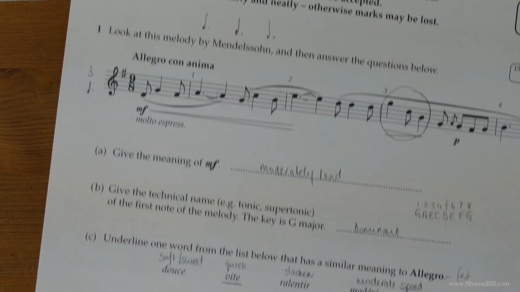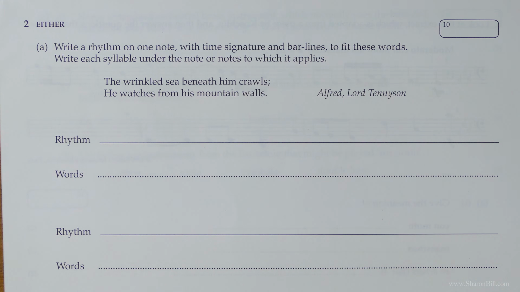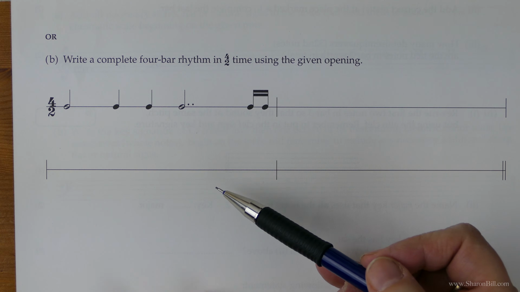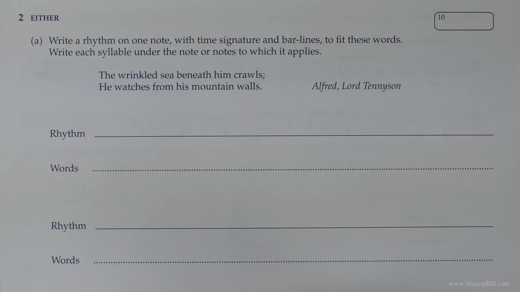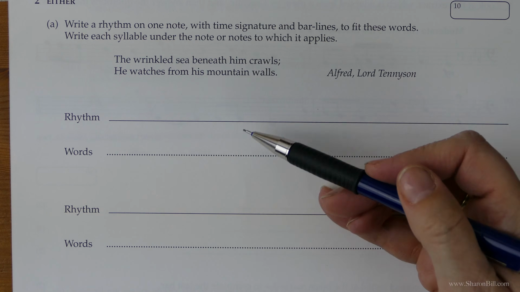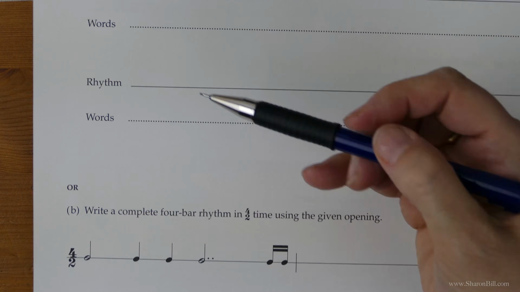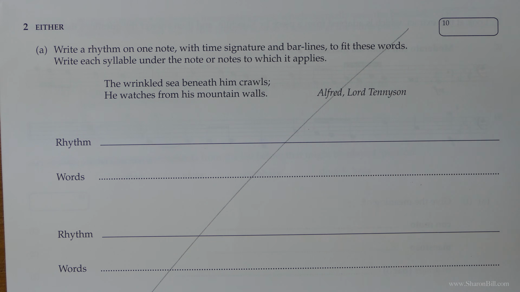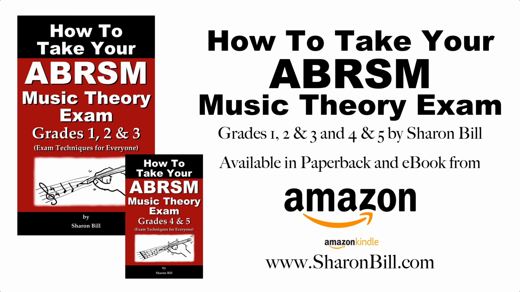Now just briefly, if you turn over the page, question 2 is the question that no longer appears on the 2018 exam paper. We're no longer required to write a rhythm to words or a 4-bar rhythm. This no longer appears on the paper at all. Not only was this an option to choose between these two, in fact neither of them come onto the paper now, so we're just going to skip that and move on to the next question, which we'll do in the next video.